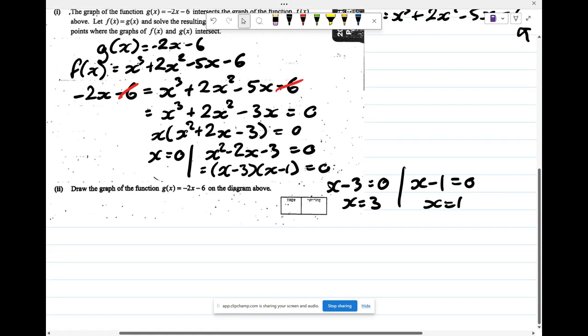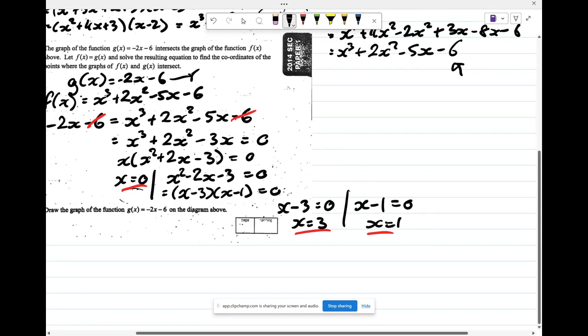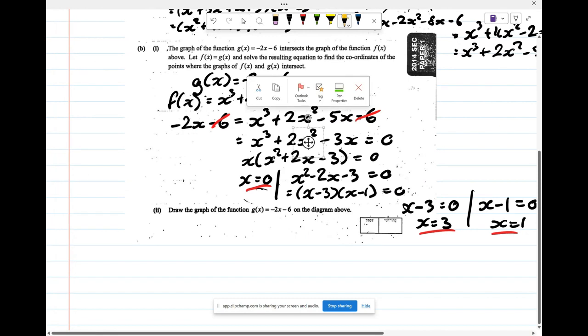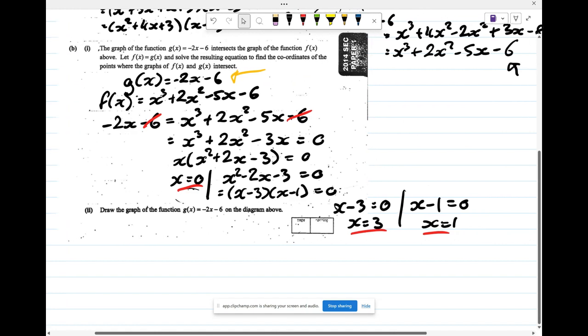So we might think we're done, but we're not. We have to go back and get each y value for each x. So we know x equal to 0, x equal to 3, and x equal to 1 are all the x values of our points of intersection. But let's sub them back in and get our y values. So we can take our pick. We have two functions for the y value at this point because they're both equal to the same thing. And we can see that this one is much easier than this one. So let's use this one.